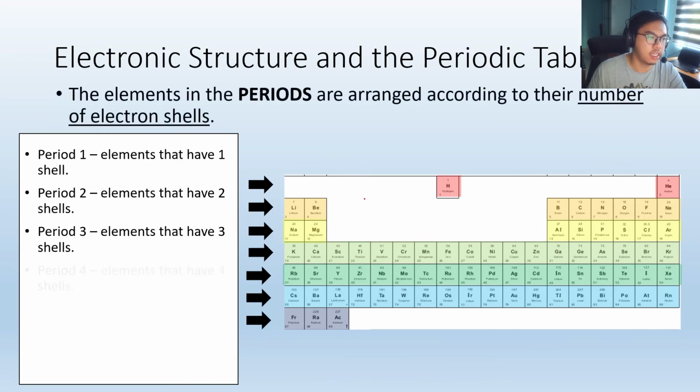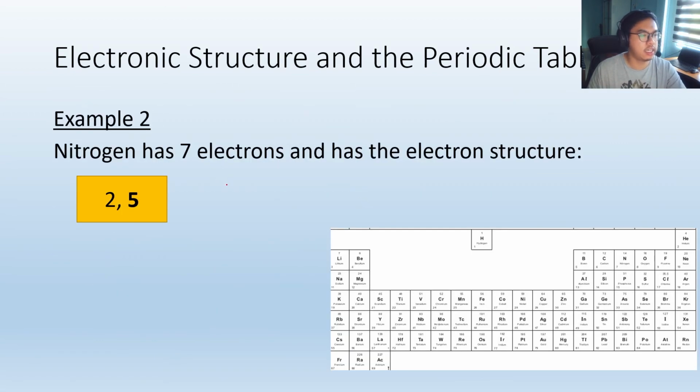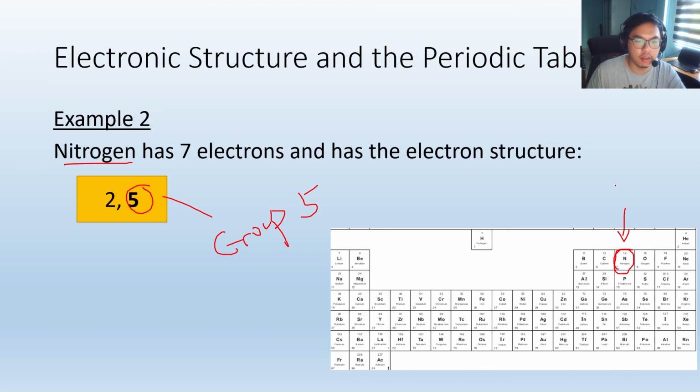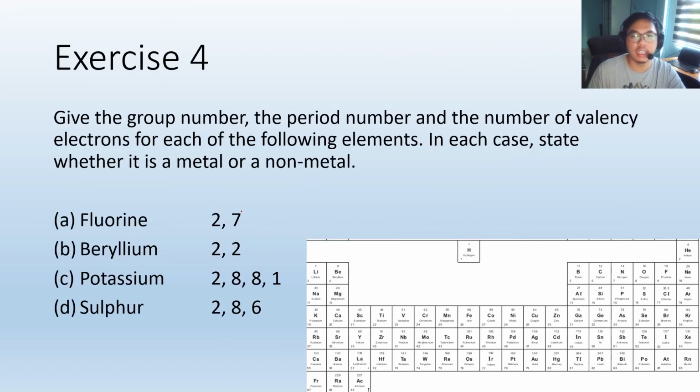Let me just give you an example. Nitrogen has 7 electrons. Nitrogen has a valency electron of 5, so it belongs in group 5. And you can see here, where is nitrogen? It's there. Okay, so it's in group 5. Let's look at another example. Fluorine has an electronic configuration of 2, 7. So look at the valency electron, which is the last number here. Fluorine is in group 7, and you can see there it is.